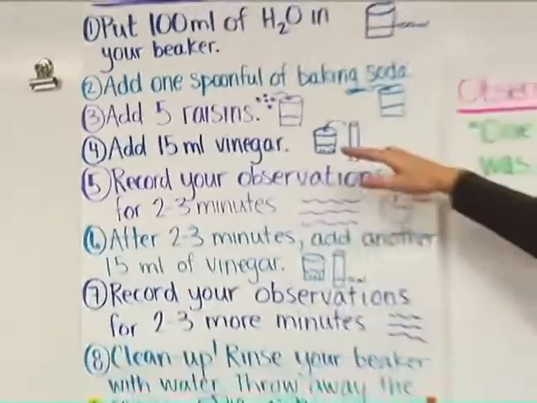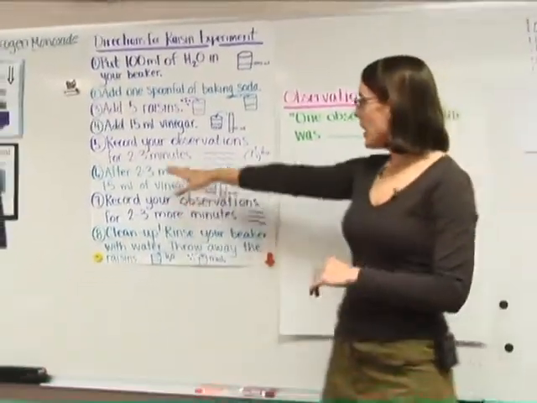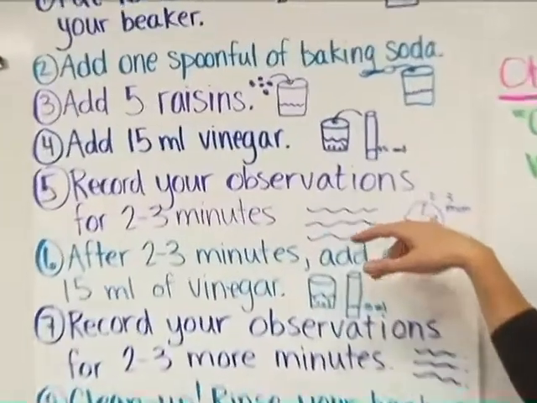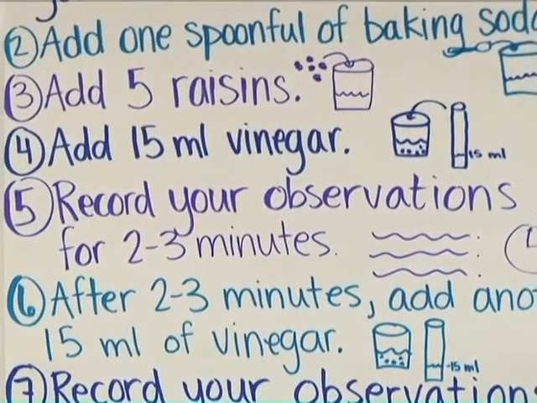Okay, and I'm actually just gonna go through the next few steps. So, step 5 is that you're gonna record your observations for about 2 to 3 minutes. What do you notice happening? What do you see happening?